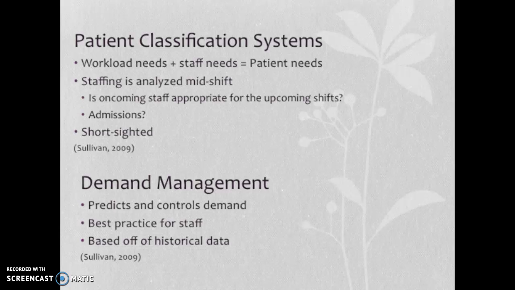So another way to look at that is something kind of similar, but it's demand management. And demand management is going to predict and control the demand on a unit. It's looking at the best practice for staff, and it's based off of historical data. It looks at patient progress patterns and then tries to expect the outcomes for specific types of patients. So with that expectation, they think that maybe they can predict staffing needed for the next few days, depending on the patient progress patterns.